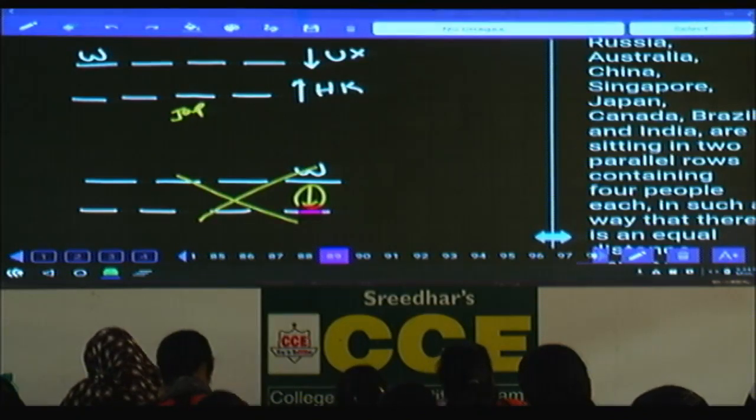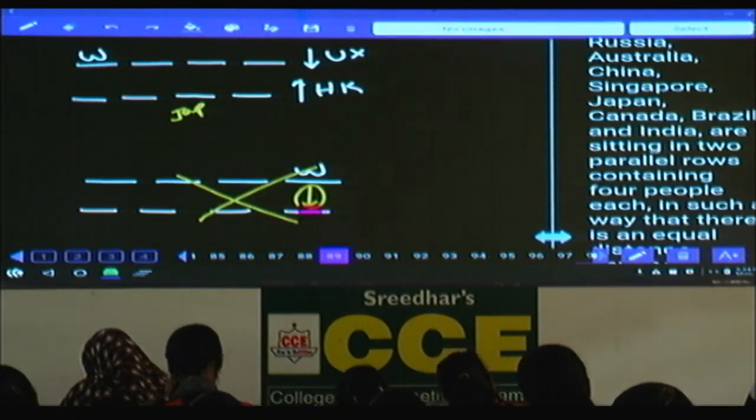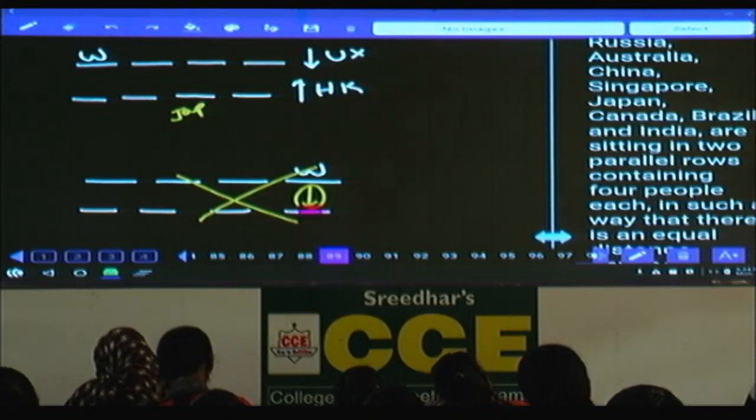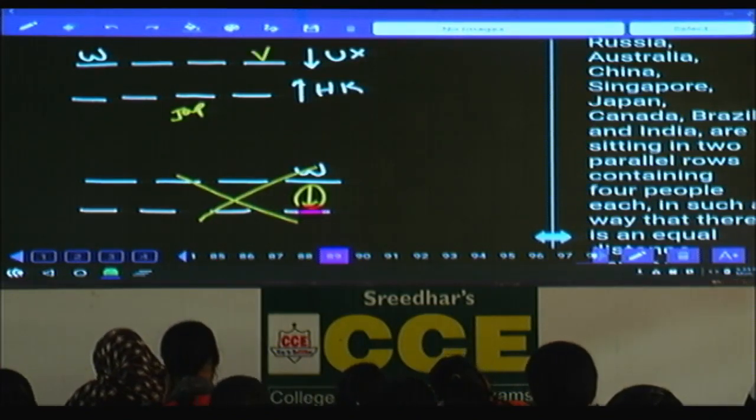Then as W is here, either U or X is from China and neither of them sits at the end. U and X cannot be at the end. As U and X cannot be at the end, V must be at the other end. Isn't it? V is at the other end. Then coming back to this.